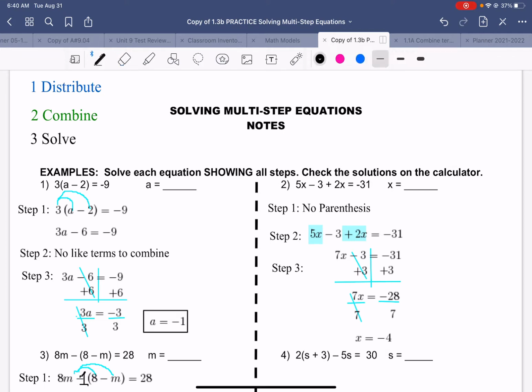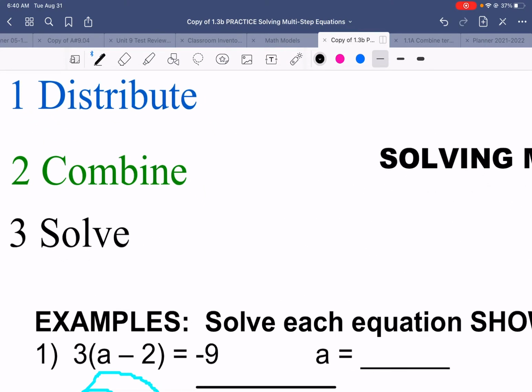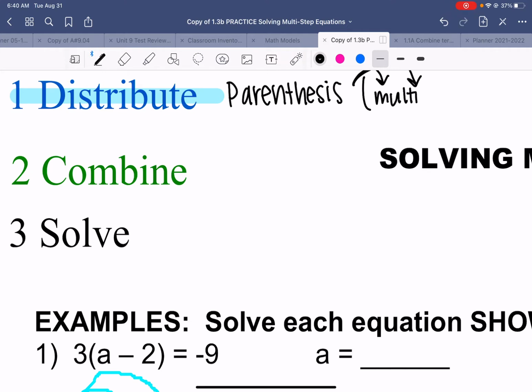Now we're in multi-step. So when we're in multi-step, we have different steps to take in order to solve. The first step we're going to take is to distribute. When we distribute, we're looking for parentheses. And remember, when we look for those parentheses, we're going to distribute. And when we distribute, we're multiplying.